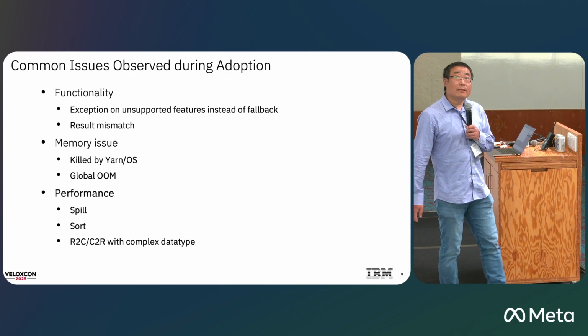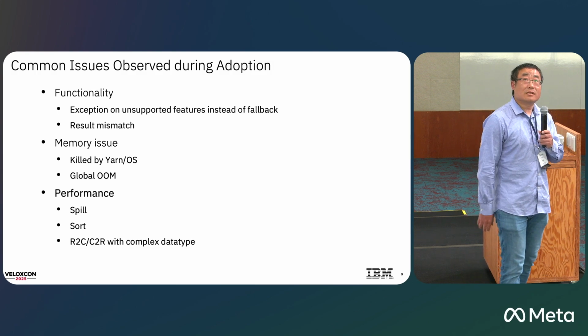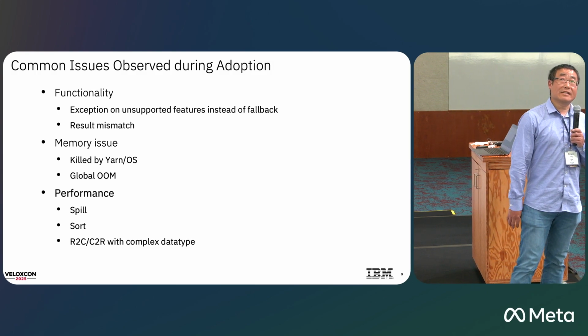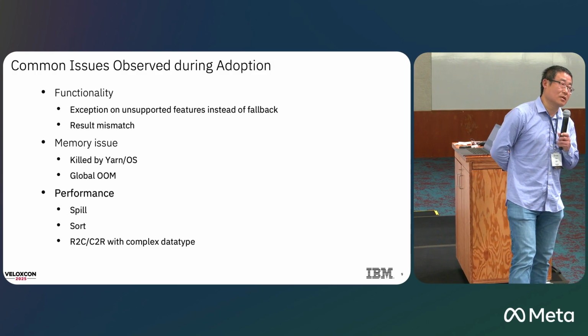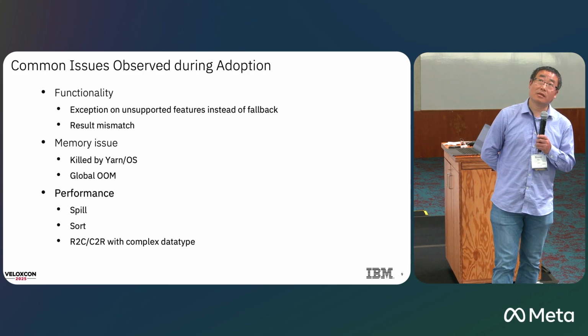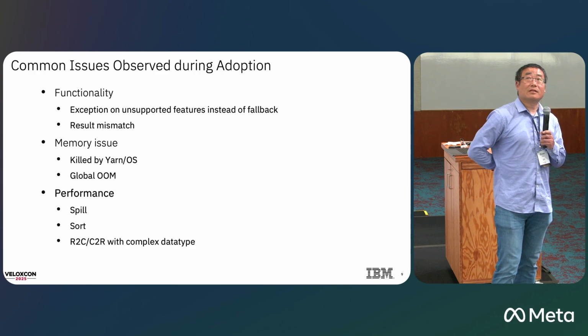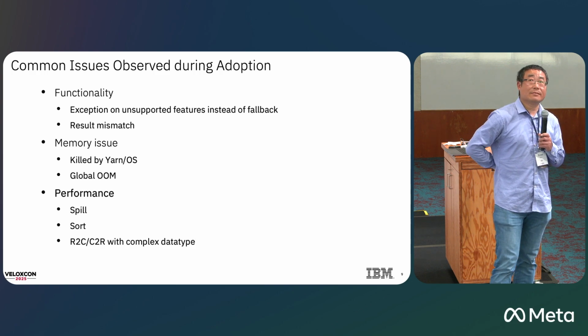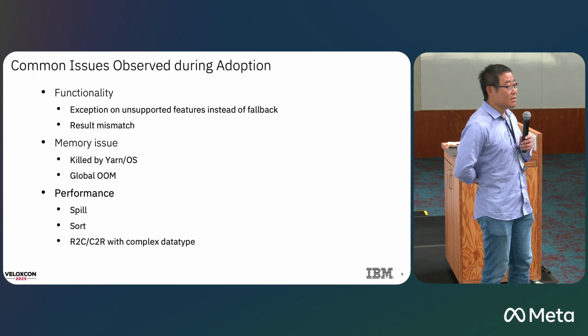And there are some common issues; obviously, we cannot solve everything. The first one is functionality. Exceptions occur when the operator should fall back, but it doesn't. Sometimes we still solve this issue.